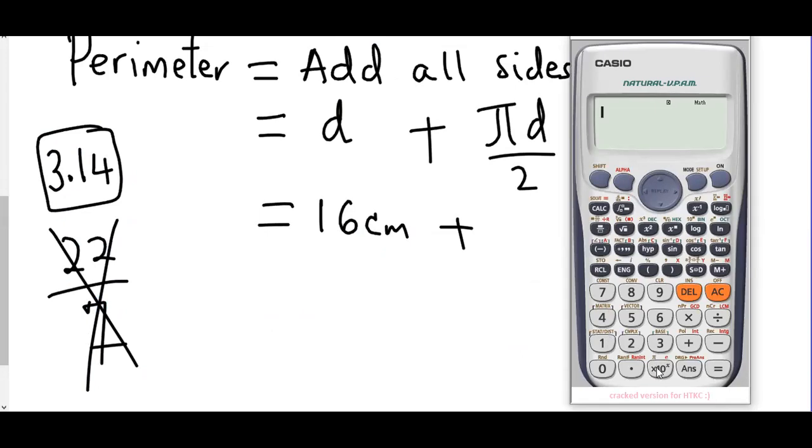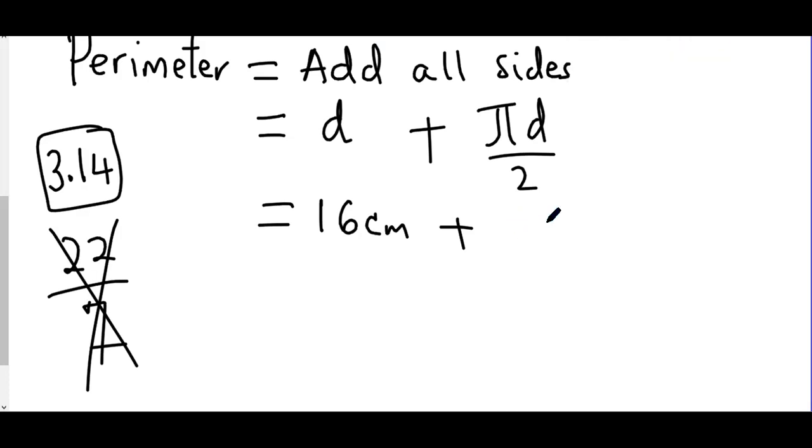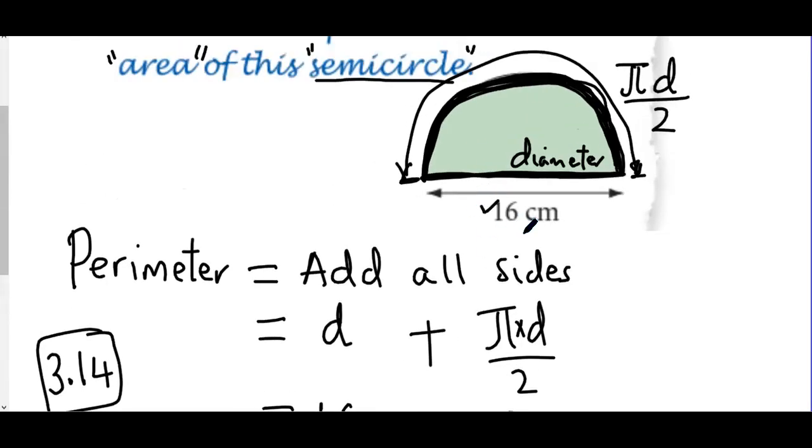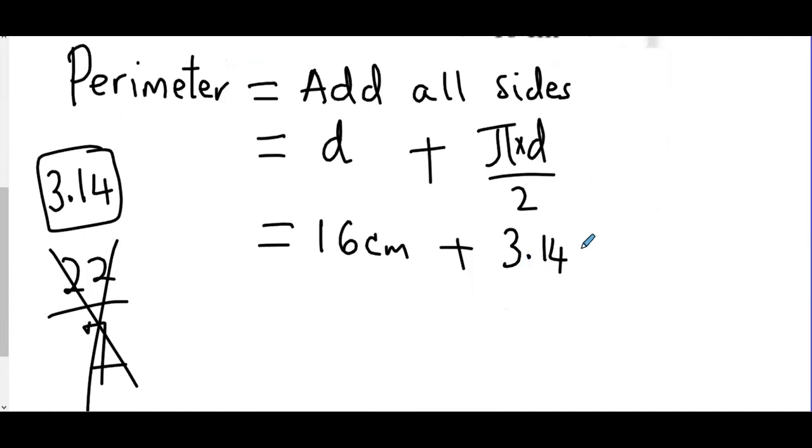Can you see this? How do we use this pi button on the calculator? Click shift, then press that button, then the pi will appear. But as for now, let us proceed. So this will be D, 16, plus your pi, 3.14, times the diameter. Your diameter is still D, which is 16 centimeters, so times 16 centimeters.